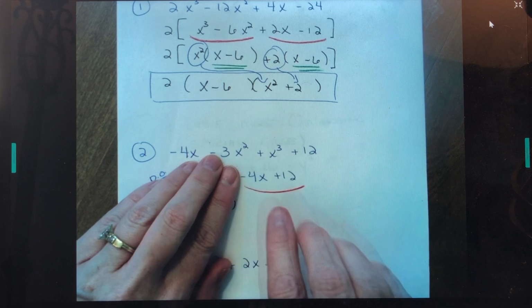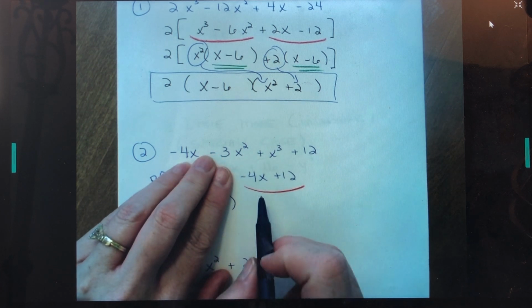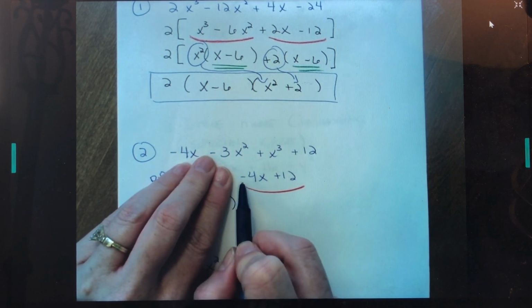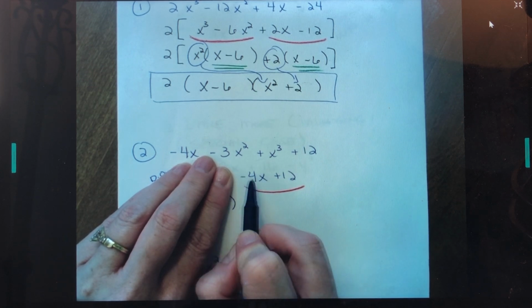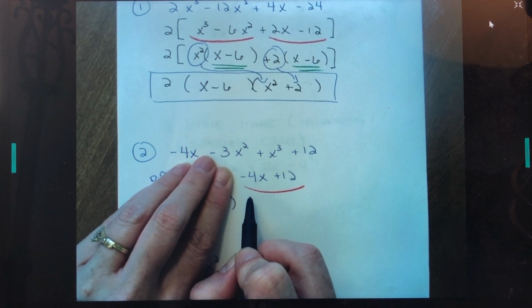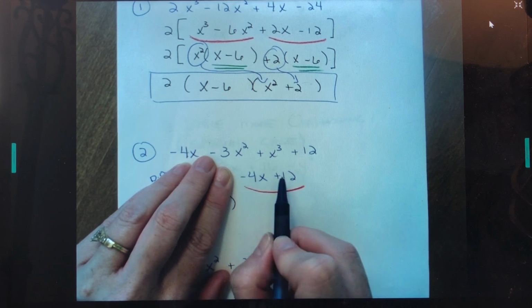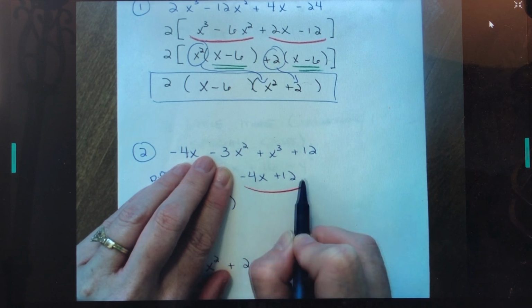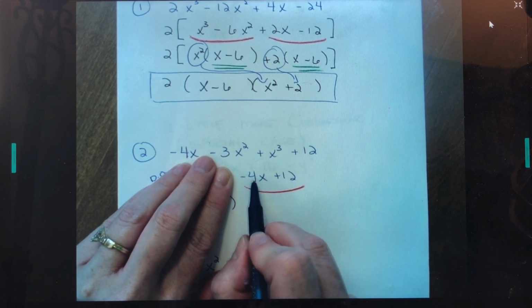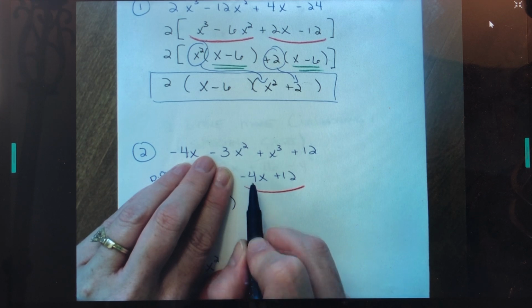Now we're going to look at the last 2 pieces. Recall I mentioned earlier, anytime you're trying to pull out a GCF, if the leading term is ever negative, you actually have to pull out a negative GCF. If I look at both of these, a 4 is the greatest common factor that these numbers have in common. I can't pull out a variable because this term doesn't have an x. So I'm actually going to pull out a negative 4.